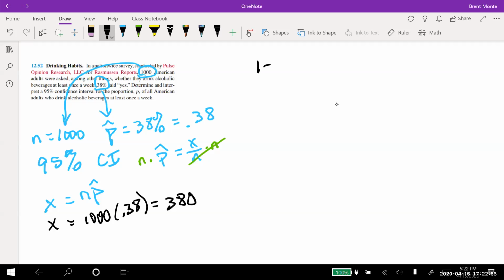Again, we're doing a 1 prop Z interval. And since we have 380 people said yes, that's at least 5, so we're good. We also had 620 said no. That's the rest to get us up to 1,000. So we have at least 5 there, so we're perfectly okay. Okay. When we go in, let's just go to the calculator and do it.